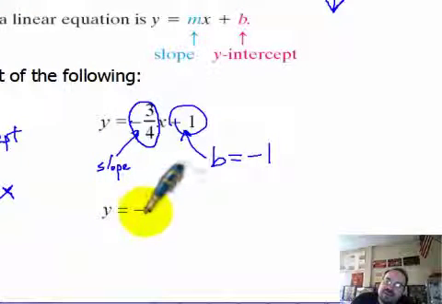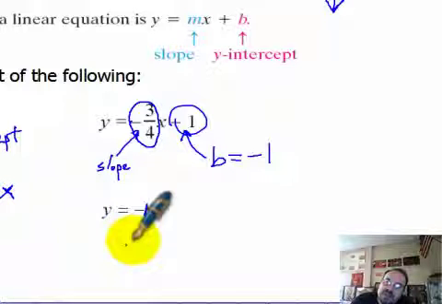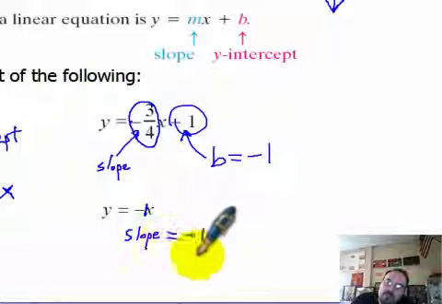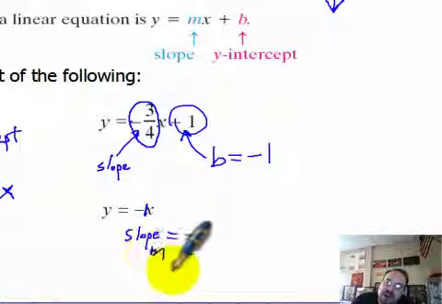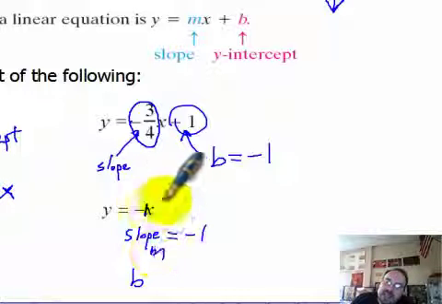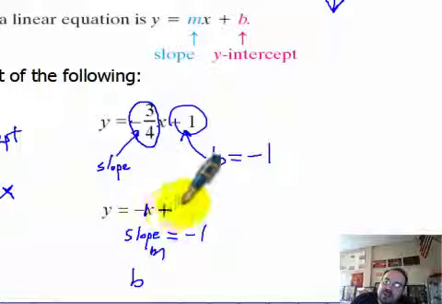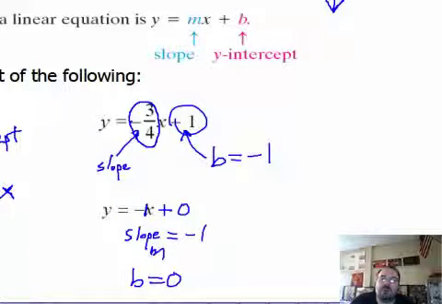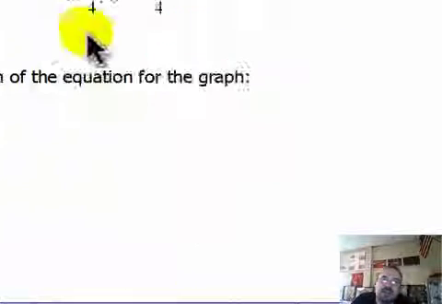And then for the last example here, I have a -1/1 for my slope. So I'm going to write the slope is -1. That's my m value. And b, well, I don't see a number off by itself, so I can think of it as adding 0. So b is 0. Okay? So the slope is the number in front of the x, and the y-intercept is the number by itself.